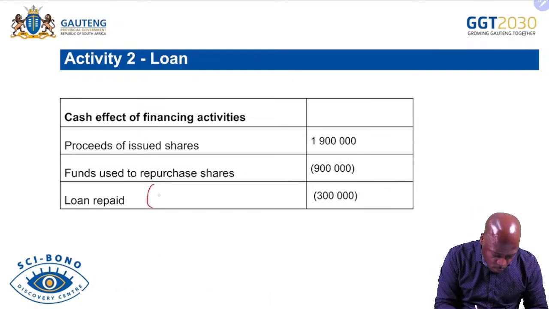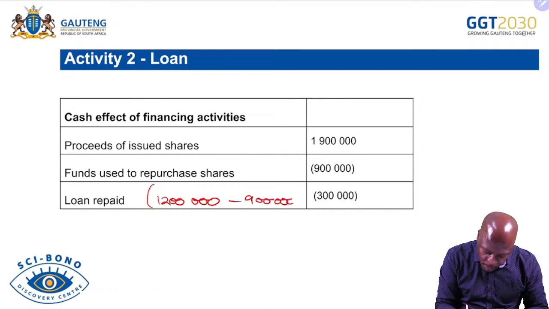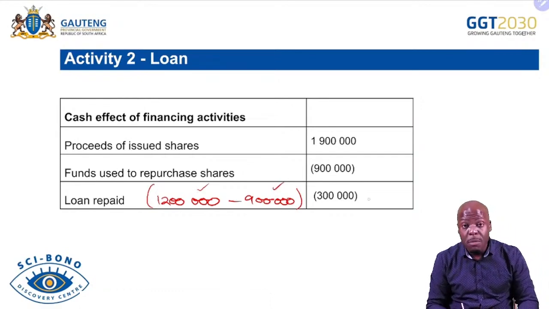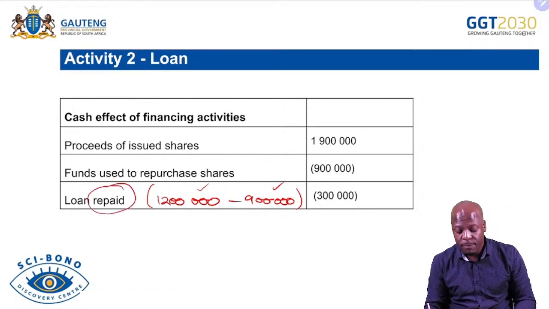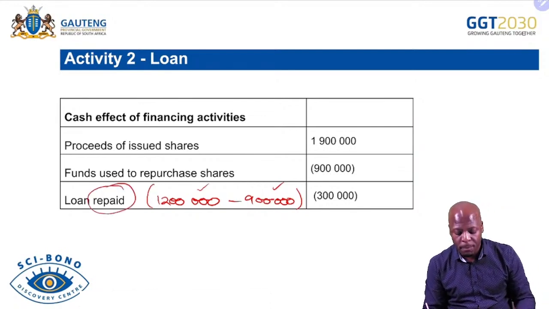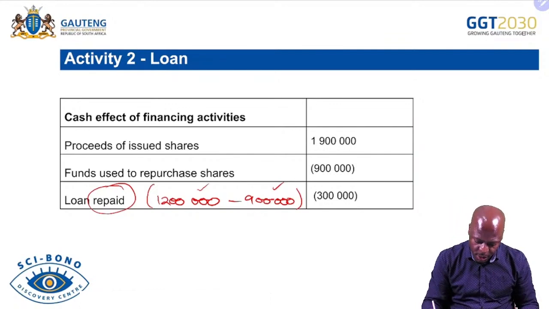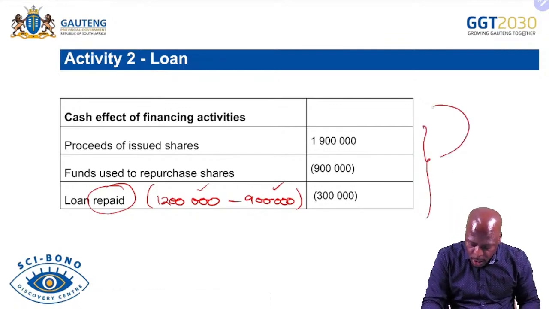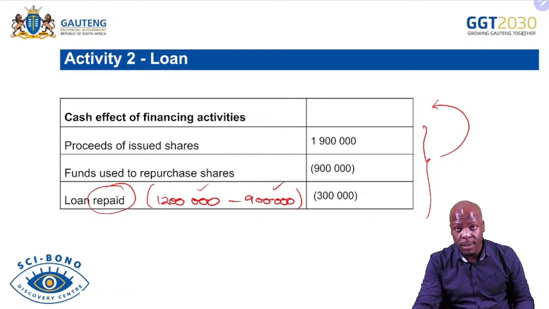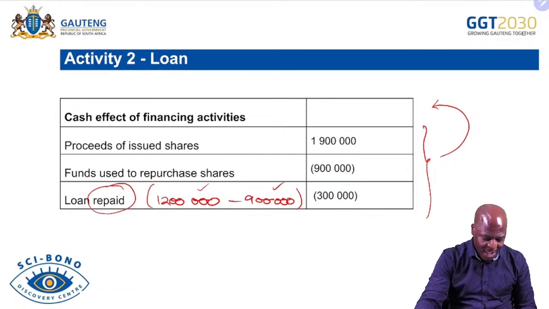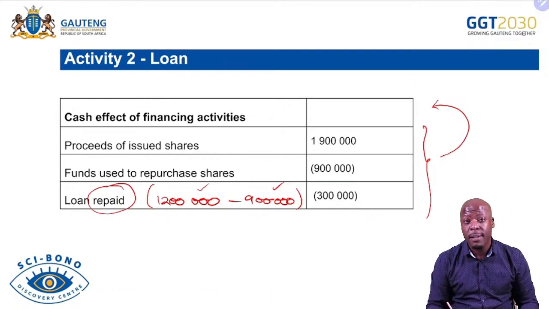Loan repayment, it was 1.2 million, but we have paid 300,000 because now we are left with 900,000. It was 1.2, now it's 900, that means we've paid 300,000. It must be in brackets because it has been repaid. Now, we have the three aspects so far of our financing activities. Once we have the three aspects, we then add them up for us to arrive at our cash effects on financing activities. We add them up. Please have your calculator close to you. You are now going to punch in, and here are the figures that I want you to punch in.